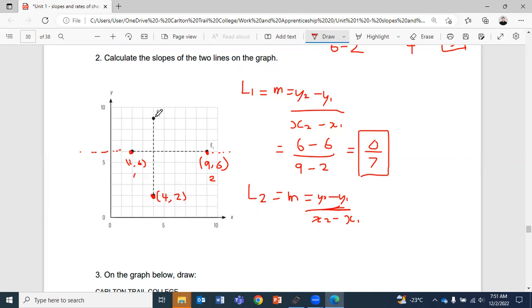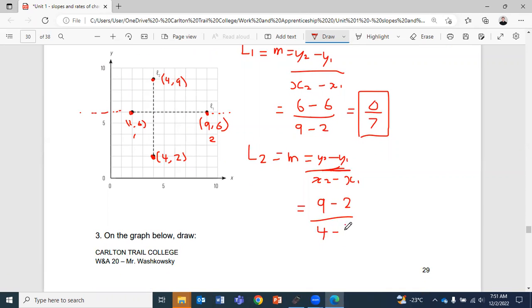My second point here, remember we go from left to right and up from the bottom to the top. My x is going to be 4 because it hasn't moved from this point, and then my y is going to be 9. So substitute our values in, right? My second y, the second point, is going to be 9 subtract 2, and then the x's are going to be 4 subtract 4. This is going to all equal out to 7 over 0. This is my slope, right? Leave it as a fraction. So it goes up 7 for every 0 it goes to the left or right. And we can see this is true because this line just only goes up and down.